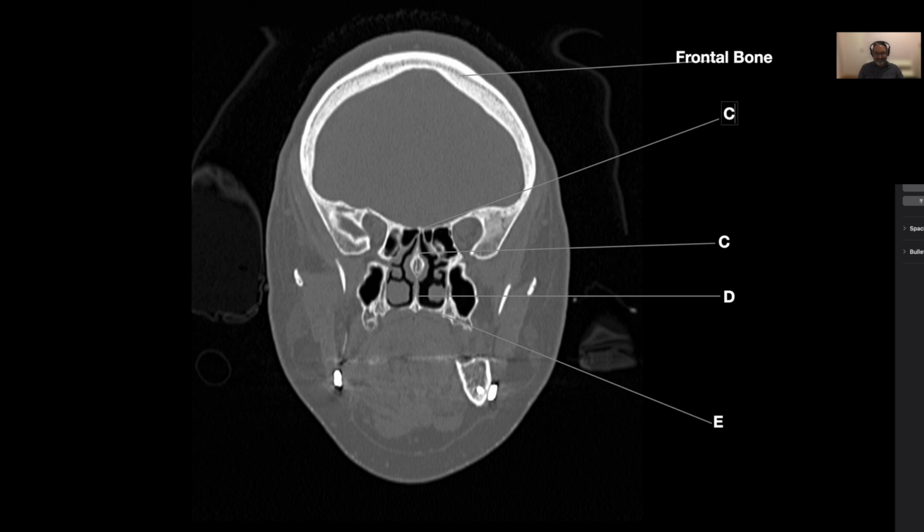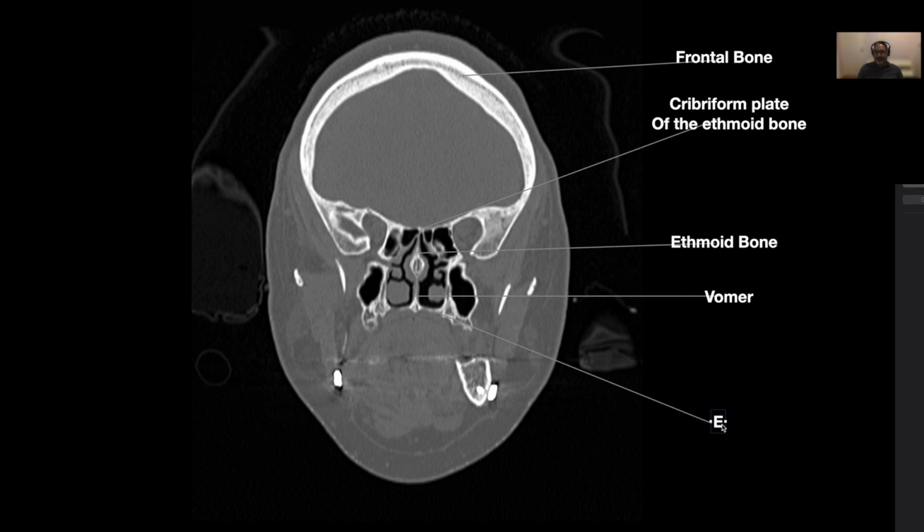Yes. On top of the nose. Yes, yes, yes. Cribriform plate, of the ethmoid bone. Yep. Correct. No, but D is the vomer. It is the same bone as this. So it's still the ethmoid bone. The ethmoid bone still continues down and creates the nasal septum.